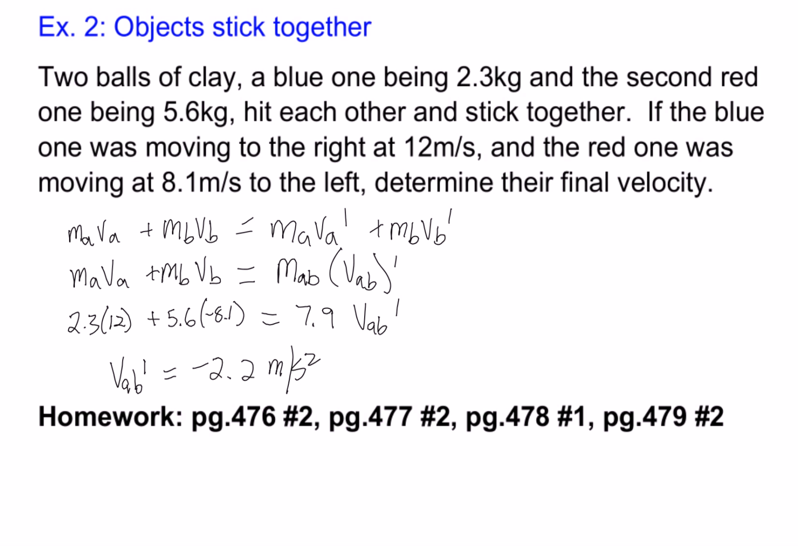Okay, so we got to be careful with this. Let's think about the logic a little bit with this one. So we had a smaller mass going to the right at 12, and we had a larger mass going to the left at 8.1. Okay, so this one's quite a bit bigger, but it's going a little bit slower.